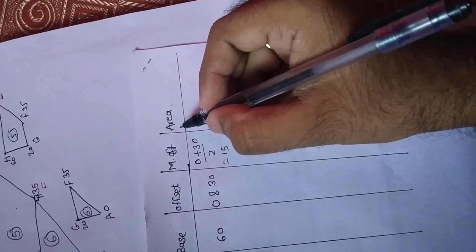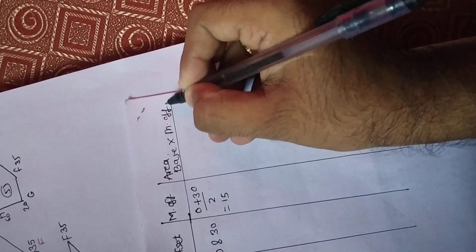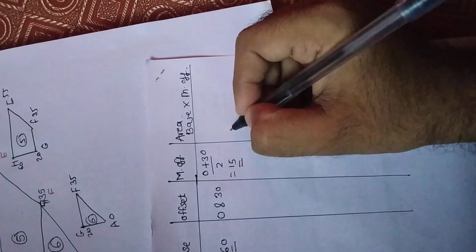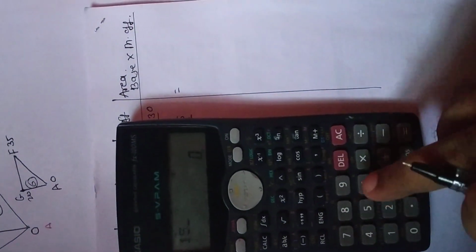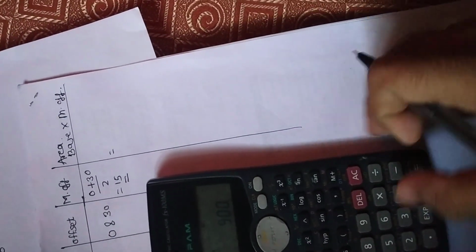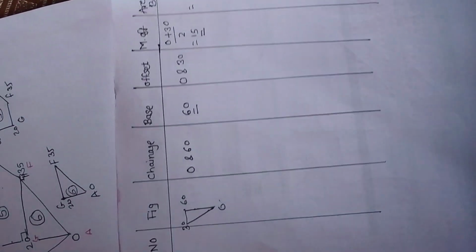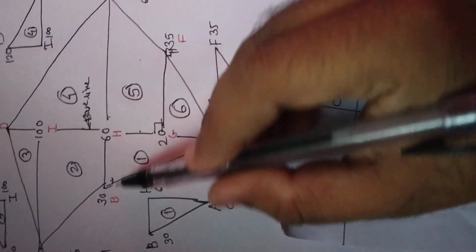Next, mean area is equal to base into mean offset. So 15 multiplied by 60, area is equal to 900. I repeat, in figure number 1, the figure starts from 0, 60, 30.